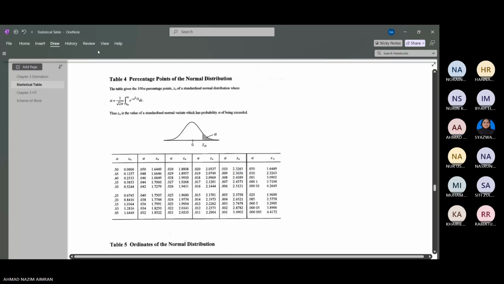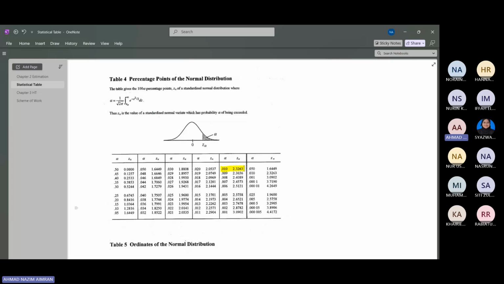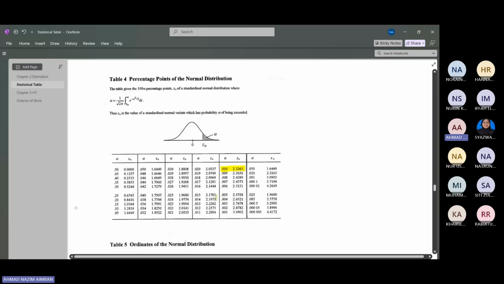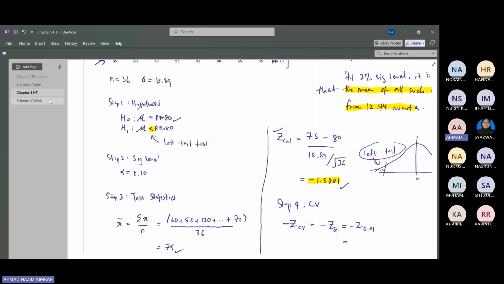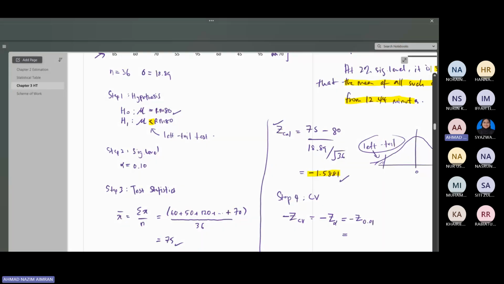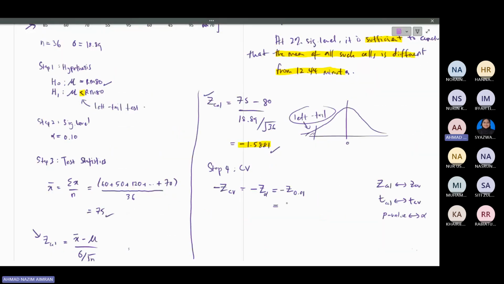So Z 0.01, this is the value 2.3263. Go back to the module. The value is 2.3263, and don't forget to insert the negative sign.